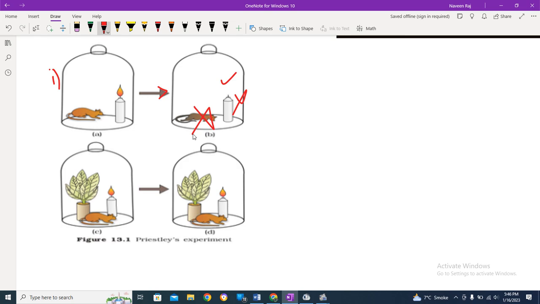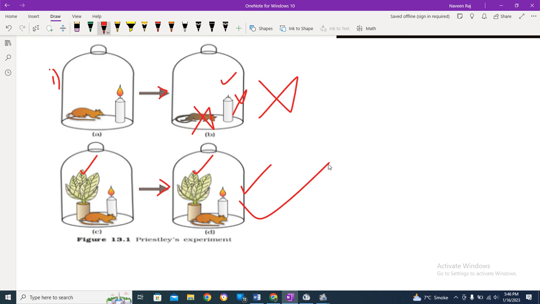Then Joseph Priestley took a mint plant and put it into the same jar under the same conditions. Now what happened is this: the same burning candle, the same rat, and the condition was stable. Here we have a cross, here we have a tick, because here they were still alive. Now what was the conclusion? He made a hypothesis that the plant restored to the air whatever breathing animals and burning candles remove.